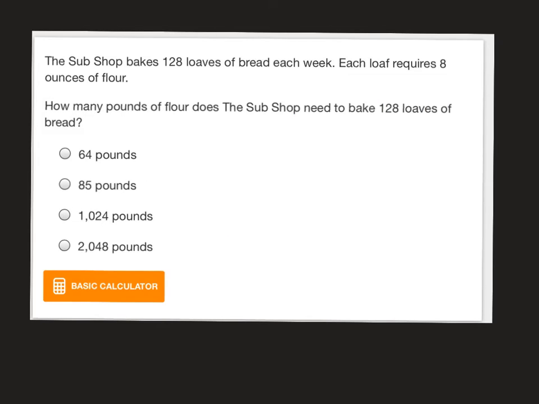All right, on this question, we're dealing with weight because we have ounces and they're talking about pounds. So let's see what we need to do. It says the sub shop bakes 128 loaves of bread each week. Each loaf requires 8 ounces of flour. How many pounds of flour does the sub shop need to bake 128 loaves of bread?